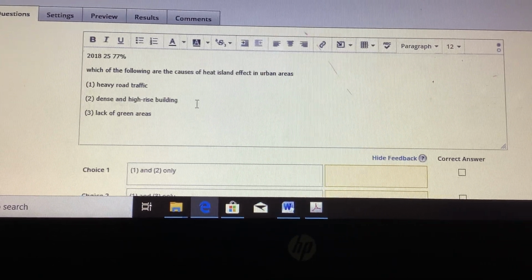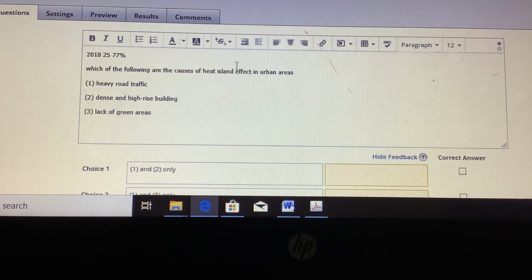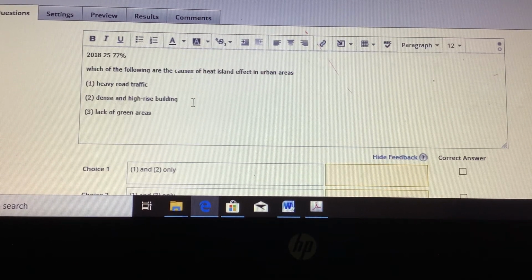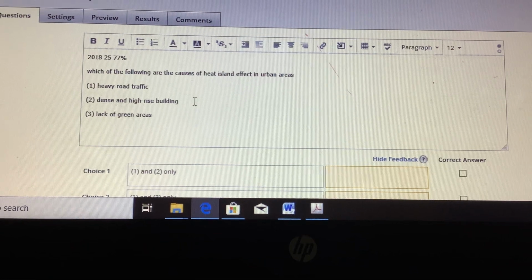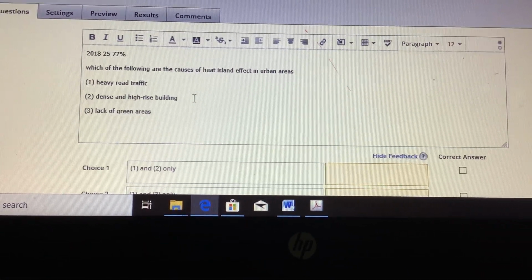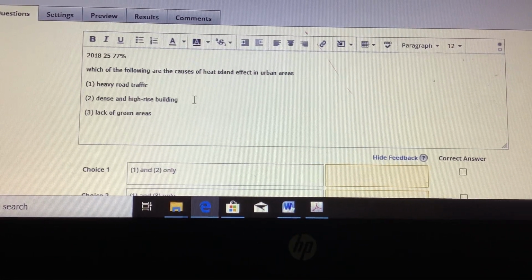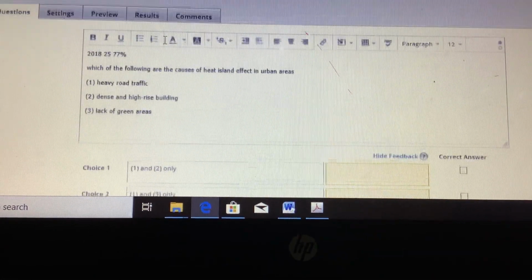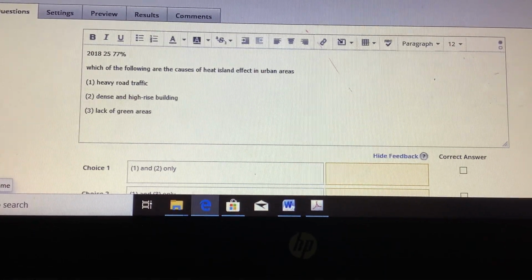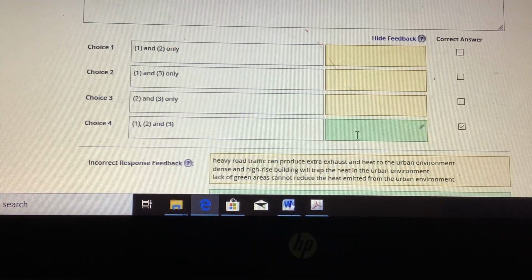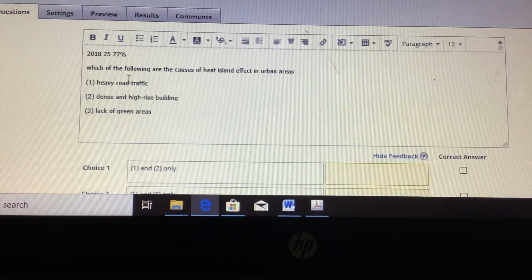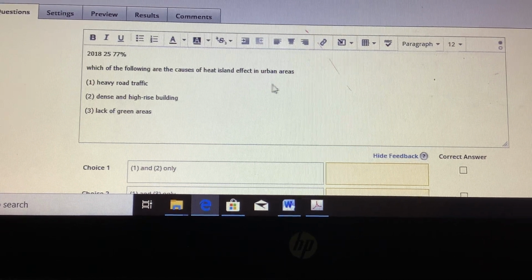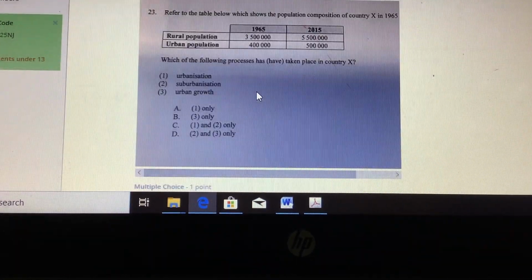It is also a cause of the urban heat island effect, because it makes the dispersion of the heat harder. The dispersion becomes harder. Okay, how about lack of green areas? Also, it cannot reduce the temperature of the urban area. So accordingly, 1 and 2 and 3 are also correct.